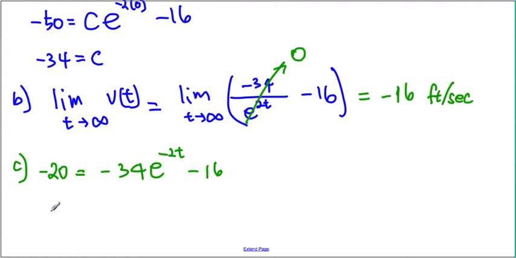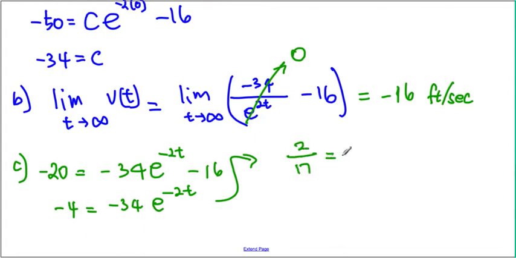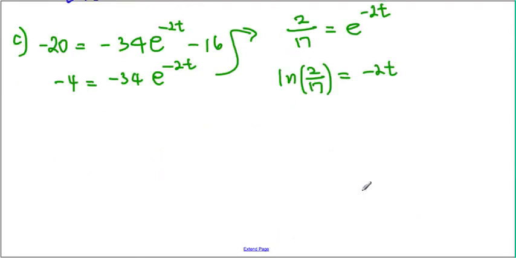So then when we add 16 to each side, we realize that negative 4 is equal to negative 34 e to the negative 2t. Now by dividing by negative 34, this will be 2 over 17 equals e to the negative 2t. To get rid of e, we can take ln of both sides. Then ln of 2 over 17 will be equal to negative 2t. Then all we have to do is divide by negative 2, so t is equal to negative ln of 2 over 17, whole thing divided by 2.